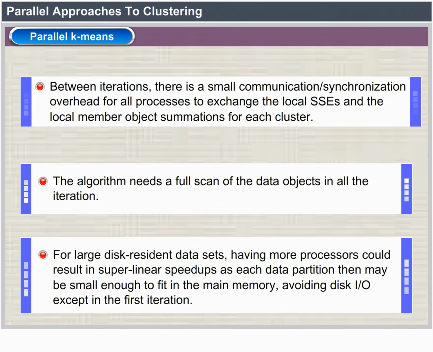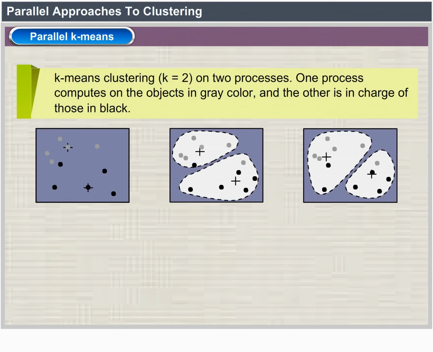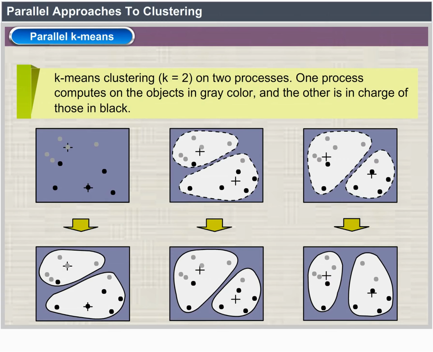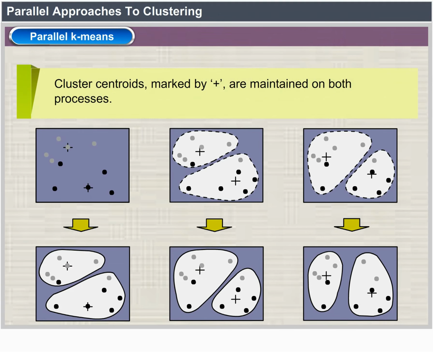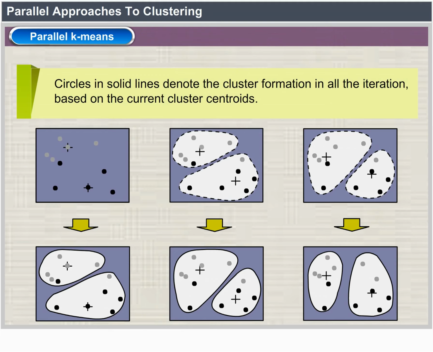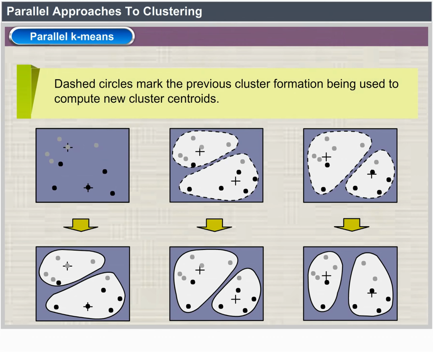K-means clustering, K equals 2, on two processes. One process computes on the objects in gray color and the other is in charge of those in black. Cluster centroids, marked by plus, are maintained on both processes. Circles in solid lines denote the cluster formation in each iteration based on the current cluster centroids. Dashed circles mark the previous cluster formation that is used to compute new cluster centroids.